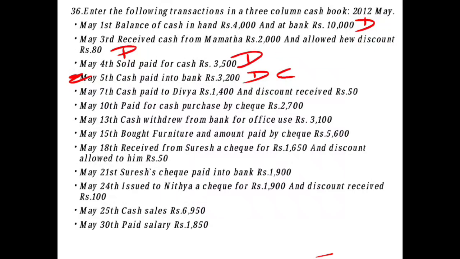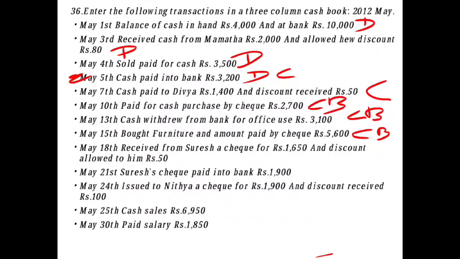Then 7th, cash paid to Divya 1400 and discount received 50. So credit side you should record because you have a payment. Then paid for purchases by check, credit side, bank column you should write because it was paid by check. Then cash withdrawn from bank for office use. So directly for office use, credit side you should write to the bank column. Then bought furniture and amount paid by check. Again credit side, bank column because it was paid by check.